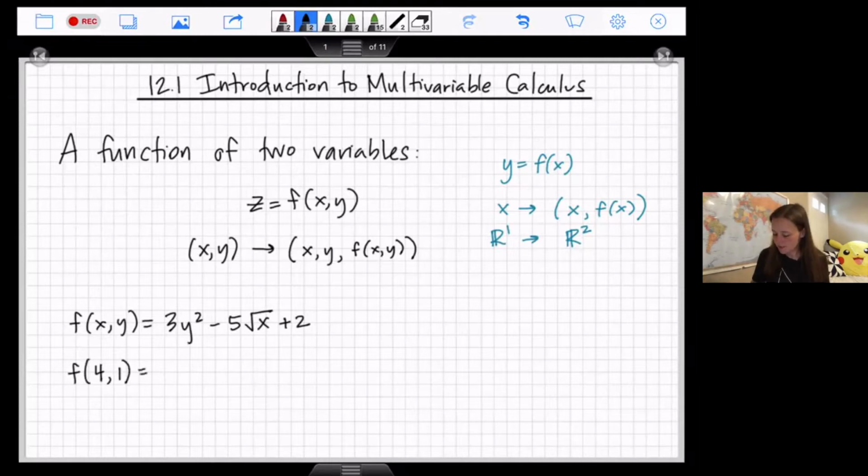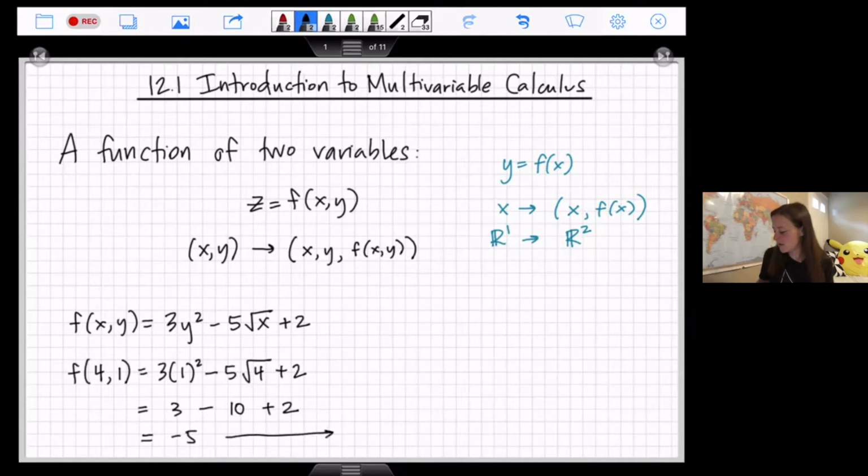So we're going to do exactly what it looks like. Everywhere there's this y, I'm going to replace it with that 1. And everywhere there's an x, I'll replace it with a 4. And we get an output. So a little bit of arithmetic. 3 times 1, 5 times 2, plus 2 on the end. And that gives me -5. All right, so this tells us that this function, if we were to graph it, would have the point 4 comma 1 for the x and y, and then -5 is the z coordinate.